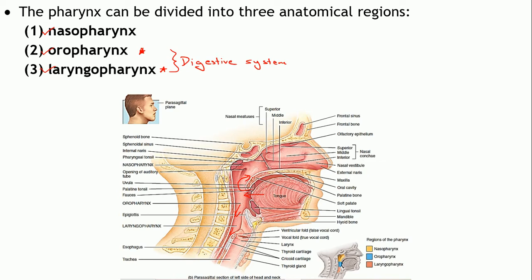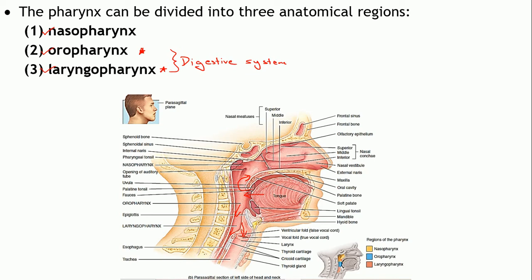So through these two portions, the food should not move into the nasopharynx. Does it move? No, it does not, because as you swallow, the uvula and the soft palate are lifted upwards to close off the nasopharynx, so that the food which you swallow will enter only into the esophagus. Also the epiglottis closes off the larynx so that food does not enter your respiratory system. So these are the three regions of the pharynx.